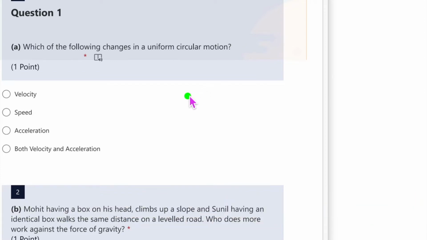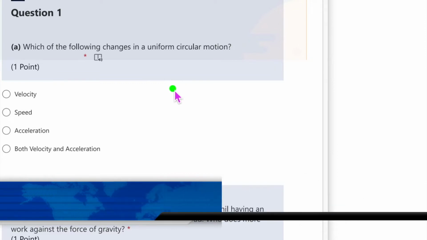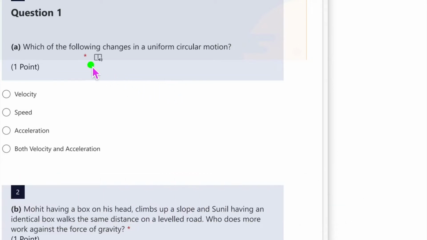This is the MCQ paper of physics of class 10 ICSE. It is a sample question paper of one of the schools. Let us look at the questions.